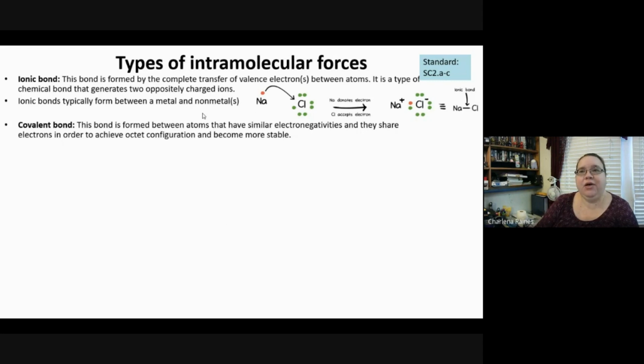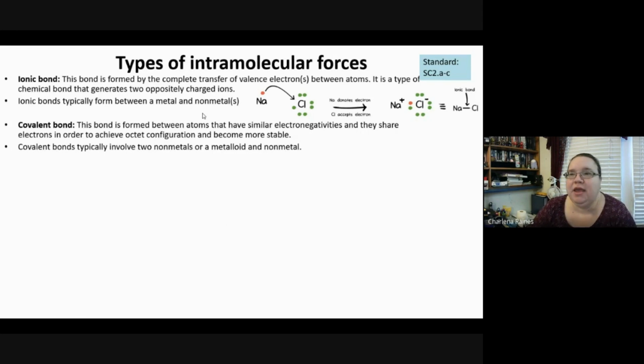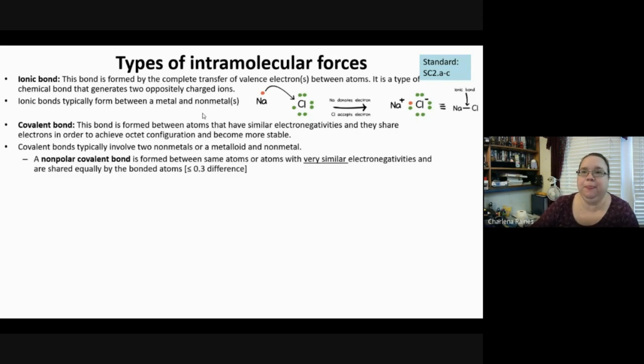We also saw that covalent bonds were formed due to the sharing of electrons. They form between elements that have very similar electronegativity values, where ionic bonds actually form between elements that have larger differences in their electronegativity values. Covalent bonds form between typically 2 nonmetals, but we do see metalloids and nonmetals forming those covalent bonds as well because their electronegativity values are still extremely similar.